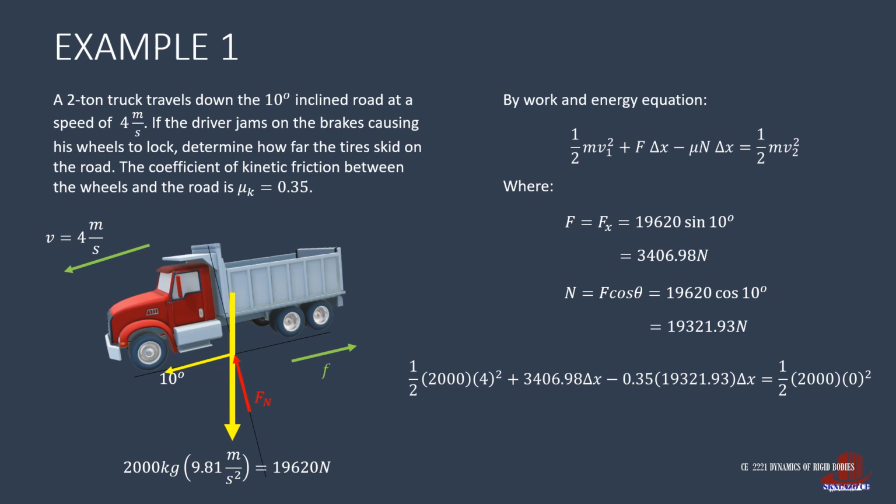This is equal to half of 2,000 times the square of the final velocity taken 0, as the truck stops after the driver steps on the brakes. This long equation is simplified as negative 3,355.7 delta x is equal to negative 16,000, where delta x is computed as 4.768 meters.